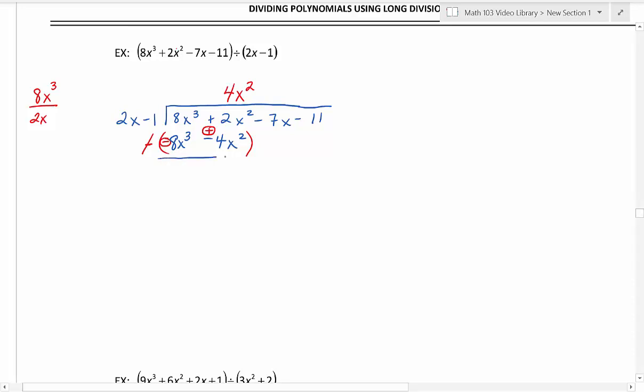Now that we've distributed our negative, we're ready to combine like terms down. 8x to the third minus 8x to the third falls out. That should happen every time. If it doesn't, you made a mistake in choosing either the first term of your quotient or in multiplying back. Then we have 2x squared plus 4x squared, which gives us 6x squared, and we bring down our next term.